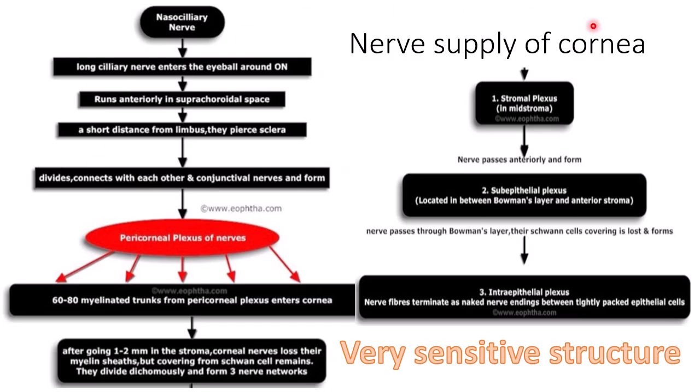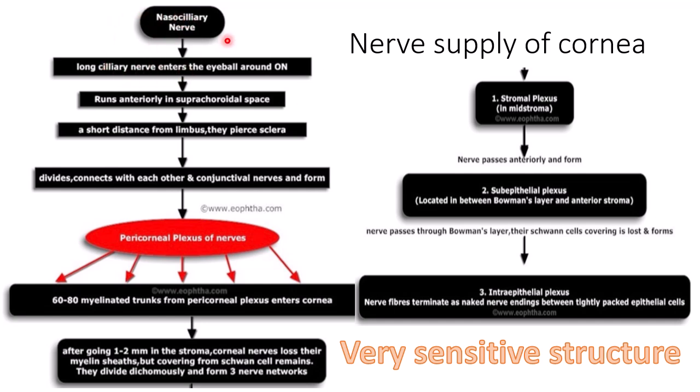Nerve supply of the cornea. This is a very, very important question for MCQs, Viva, short note, long question, everything. So, the nerve supply comes from the nasociliary nerve, which you must know is a branch of the trigeminal nerve.